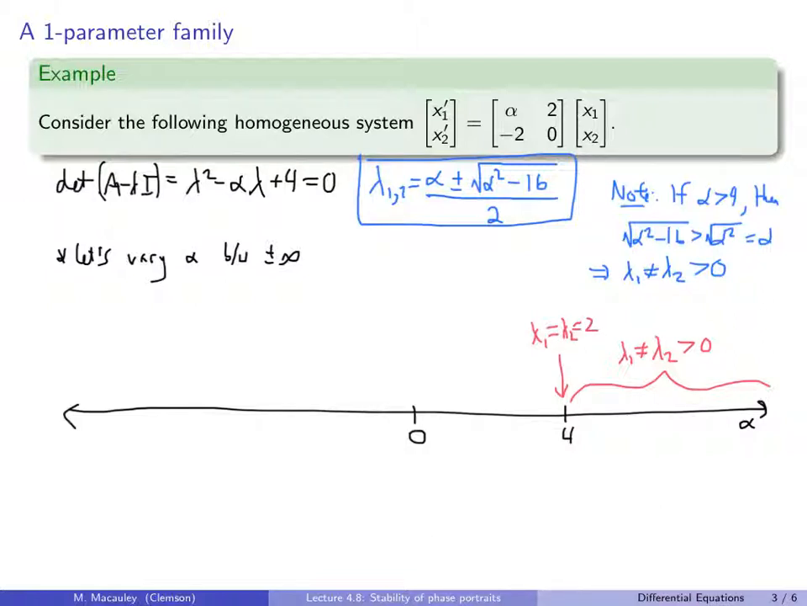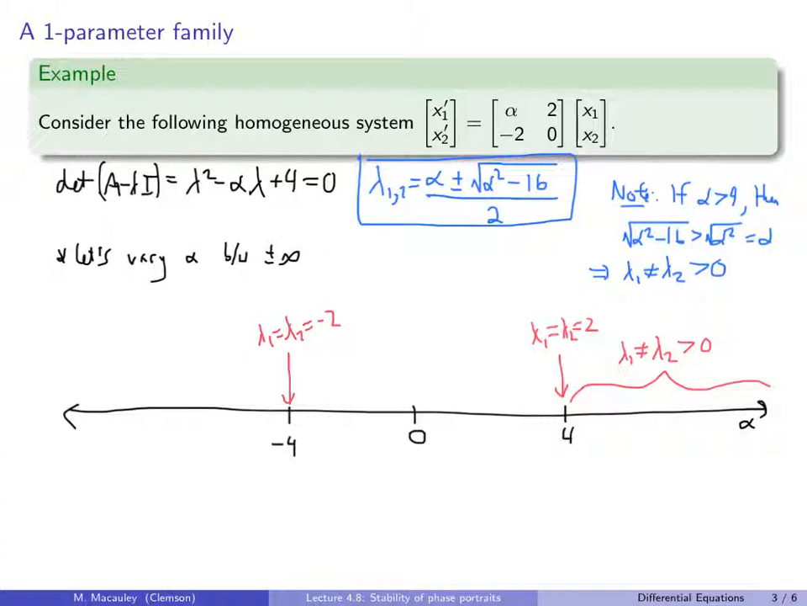And notice we get almost the same thing if alpha is negative 4. So if we have negative 4, then we have a repeated root as well, since negative 4 squared minus 16 is 0. But now lambda is negative 4 plus or minus 0 over 2. So in this case we have lambda 1 equals lambda 2 equals negative 2.